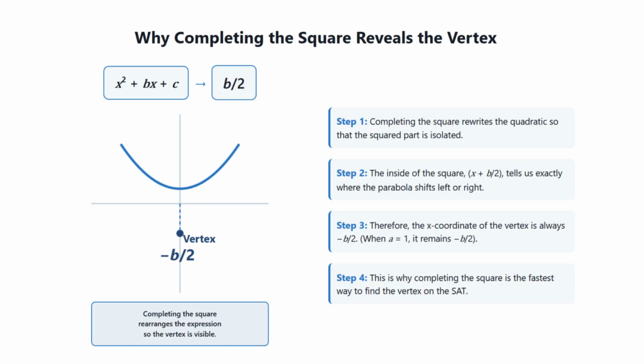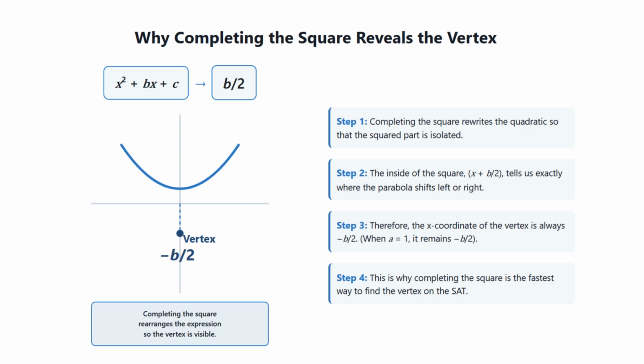Now let's step back and see why completing the square is such a meaningful technique. When you complete the square, you rearrange the quadratic expression so that the vertex becomes visible. The squared part is isolated, and the expression inside the parentheses becomes x plus b over 2, which reveals the horizontal shift of the parabola. This is why, when the coefficient of x squared is 1, the x-coordinate of the vertex is always -b over 2. Completing the square is the algebraic process that reveals this geometric truth.